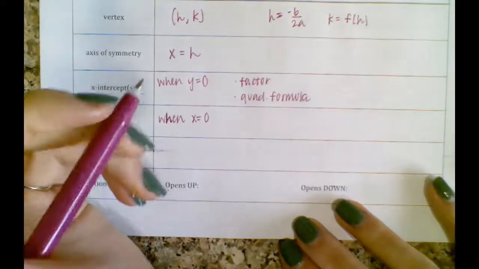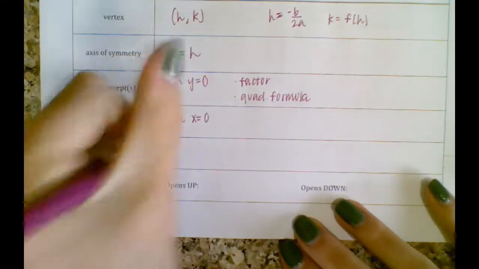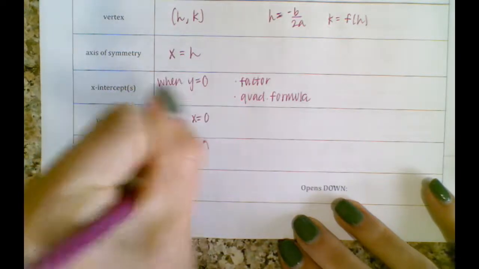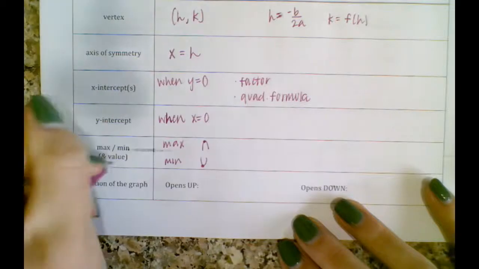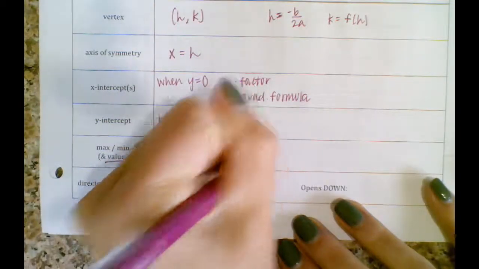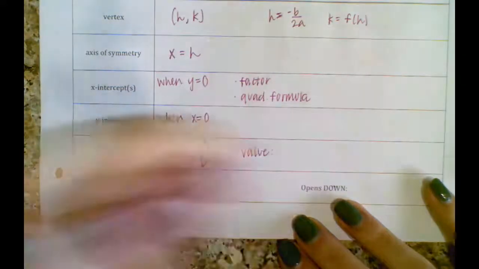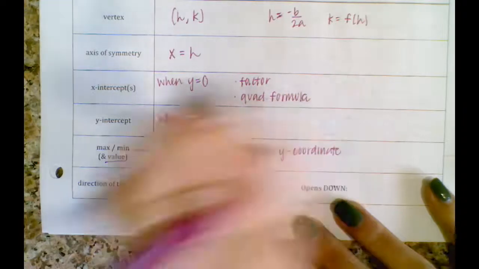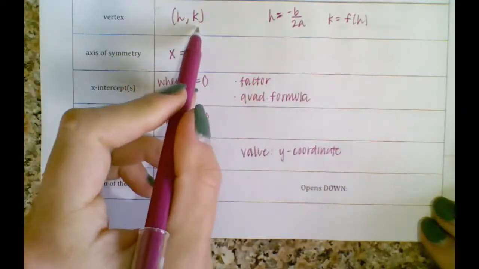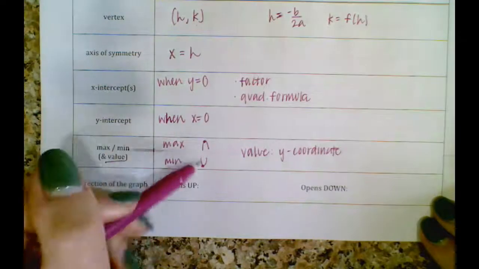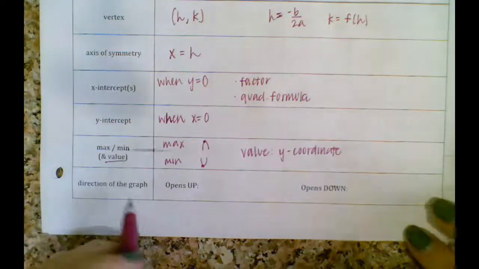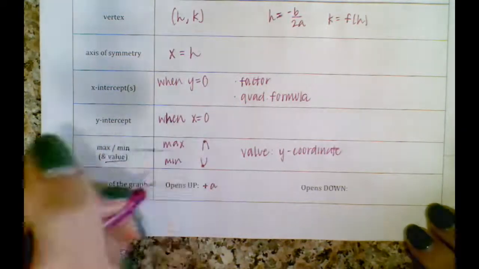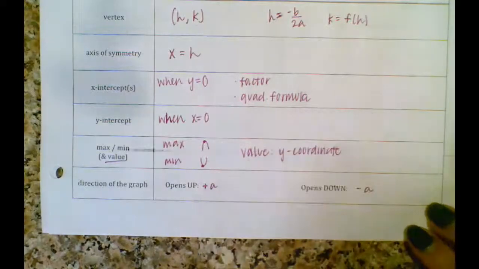Okay, max and min value. The max is the highest point on the graph, so it would look something like this. And the min would be the lowest point on the graph. And then the value of those, that's just the y coordinate of that highest point. So it's really just the k value of the vertex because the max and the min are technically that vertex. All right, the direction of the graph opens up if a is positive, and it opens down if the a is negative.